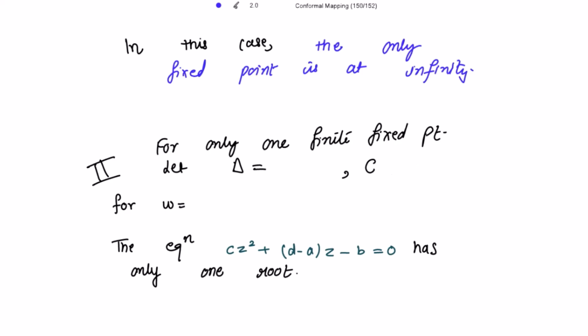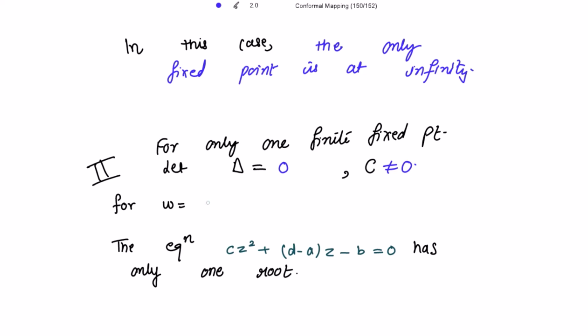Now in the second case, let's take the case for only one finite fixed point, the fixed point that is finite. In that case, the condition is discriminant is 0 but C is non-zero, right? For fixed point at infinity, we have taken C to be 0 and discriminant to be equal to 0. Both are zeros. But if there is only one finite fixed point, then discriminant is 0 but C is non-zero.